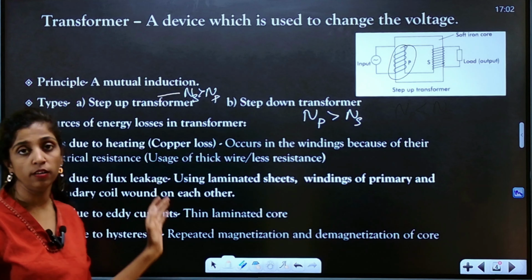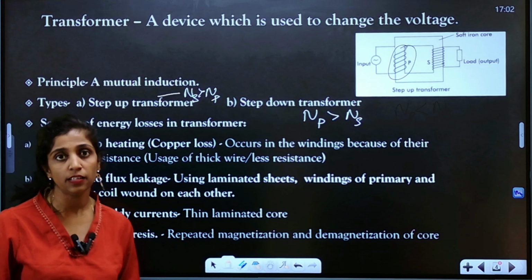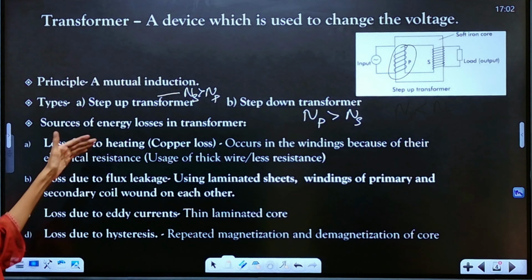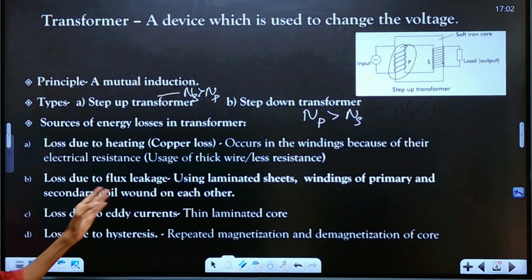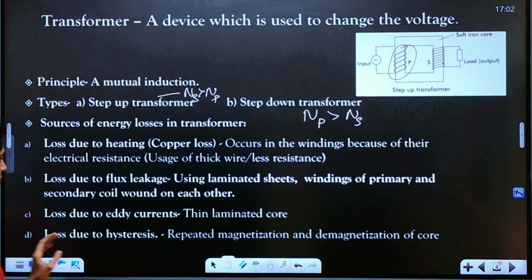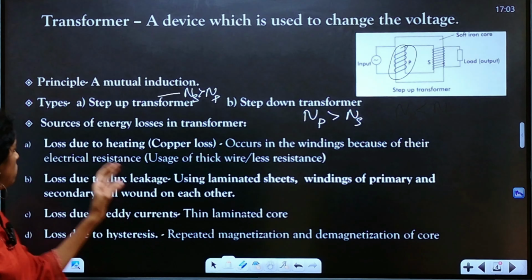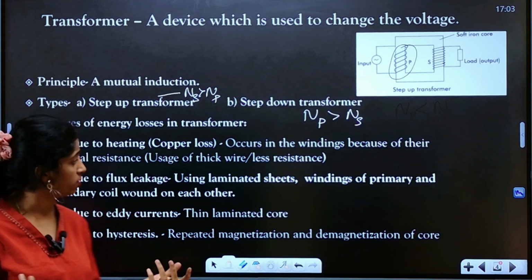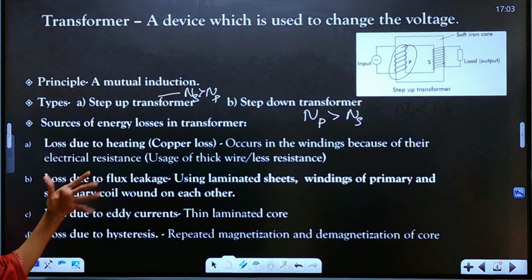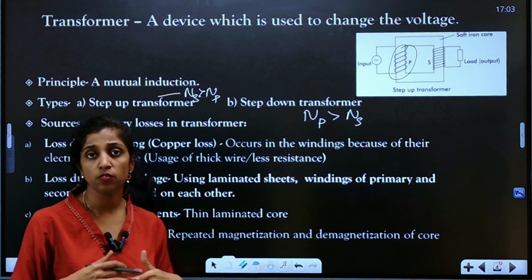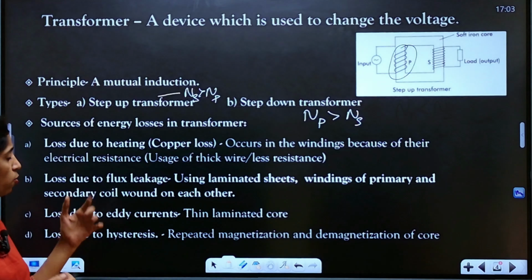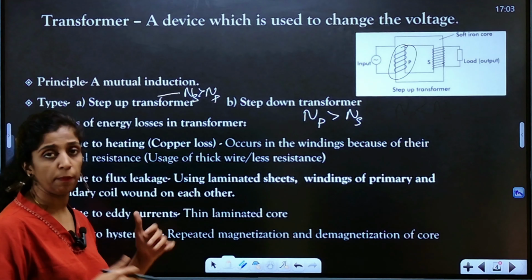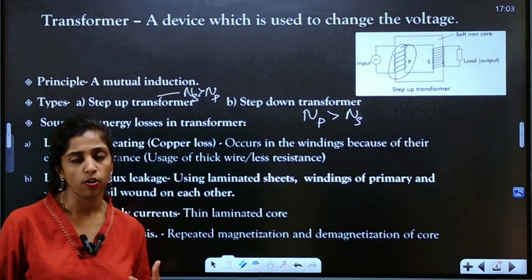And we have all the types of energy loss. This can be asked for 2 marks also, but in terms of MCQs, we know that there are 4 losses: loss due to heating, loss due to flux leakage, loss due to eddy currents, and loss due to hysteresis. Loss due to heating is also called copper loss. This loss occurs because of the resistance of the windings, because thick wires are used. So there might be a loss due to heating, also called copper loss.